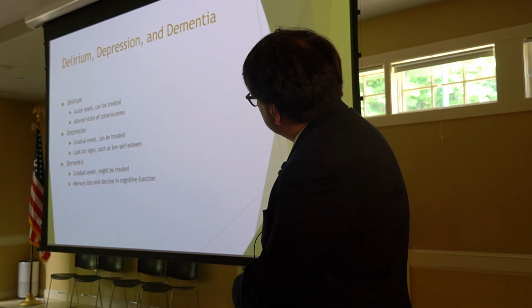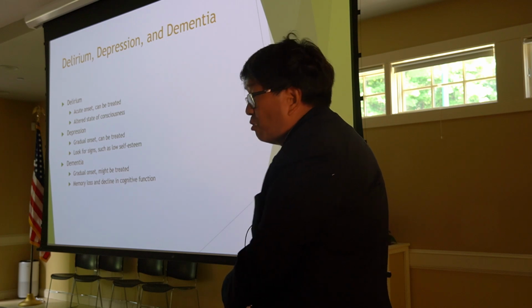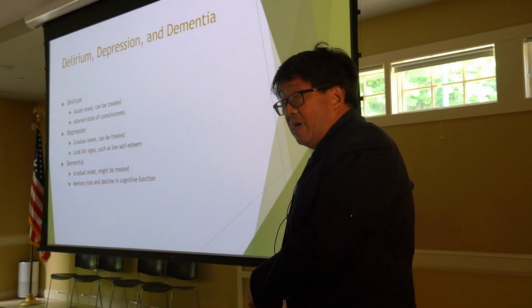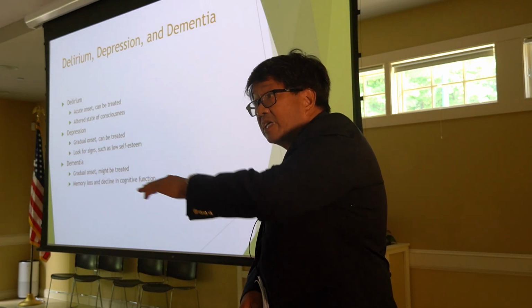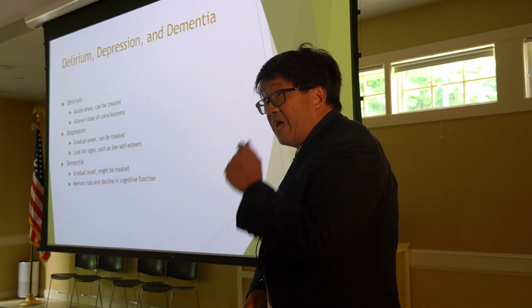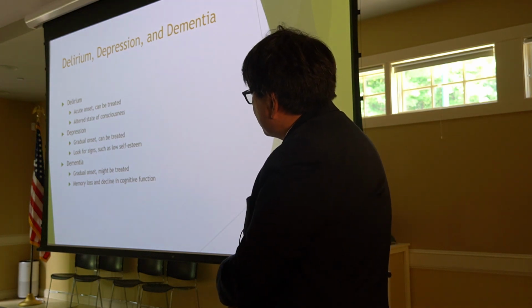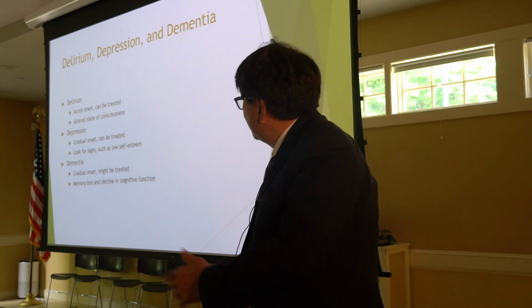So this is delirium, and it's acute. It's not like dementia, which is a gradual, insidious onset. Delirium happens acutely. So that's why it typically occurs in the hospital.